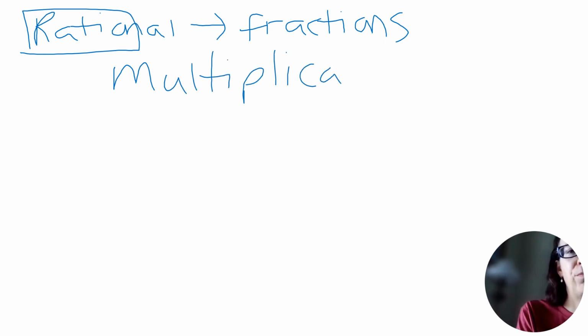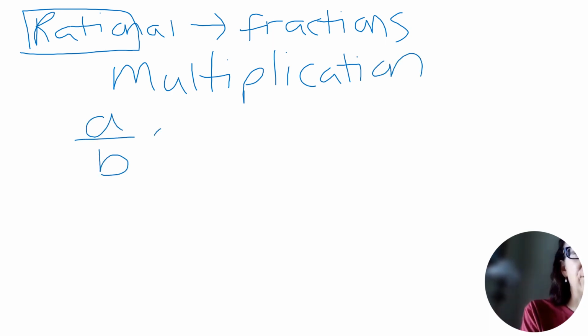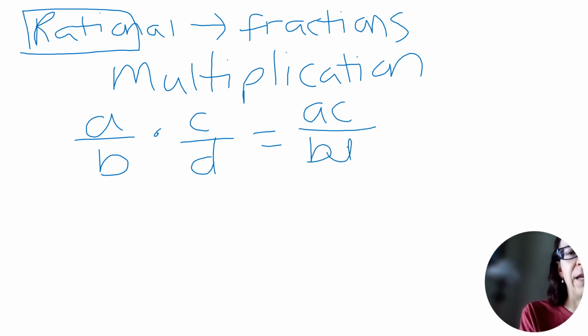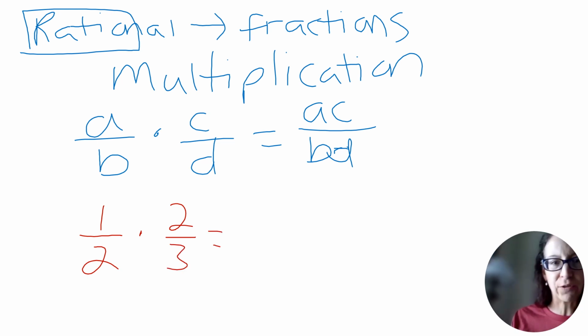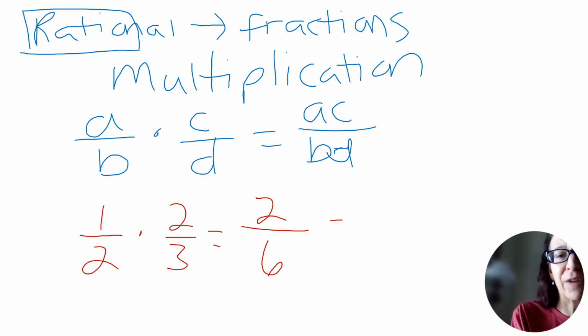Okay, and so to review, when you multiply fractions, you simply multiply straight across. So if you have a over b times c over d, that is equal to ac over bd. You just simply multiply them together. An example with numbers might be 1 over 2 times 2 over 3. You would just multiply straight across. So 1 times 2 is 2, and 2 times 3 is 6. Then once you get there, you can simplify, and 2 over 6 simplifies to 1/3.